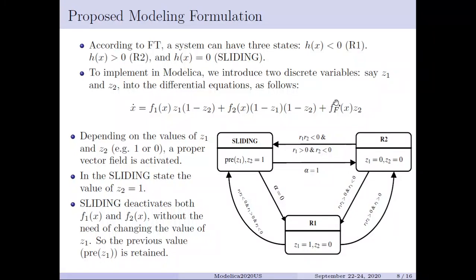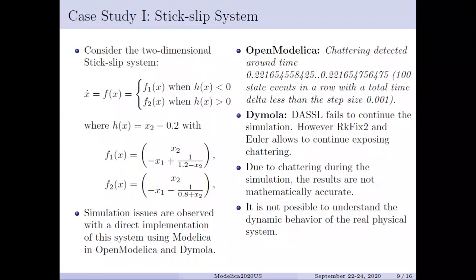Now, the conditions to choose the correct values of Z1 and Z2 are these, and all of these conditions are based on Filippov first order theory. During sliding, the sliding vector field is used, and in this work, these vector fields are derived analytically. So we have briefly presented the Filippov theory and the proposed modeling framework. Next, I will discuss three case studies implemented using our proposed formulations in Modelica.